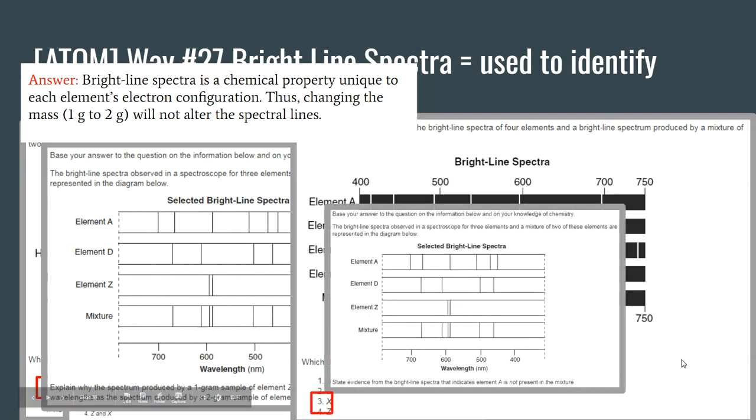Last problem. State evidence from the bright line spectra that indicates element A is not present in the mixture. Here's the mixture, and here are the spectral lines of all the different elements. So you simply have to figure out why element A is not present in this mixture.